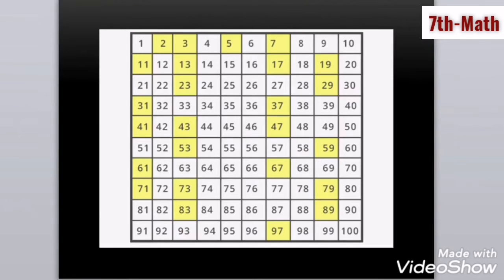Here is a prime number table from 1 to 100. All the highlighted numbers are prime numbers: 2, 3, 5, 7, 11, 13 and so on. All are the prime numbers and the remaining are the composite numbers. So now we are going to factorize the numbers by using these prime numbers.